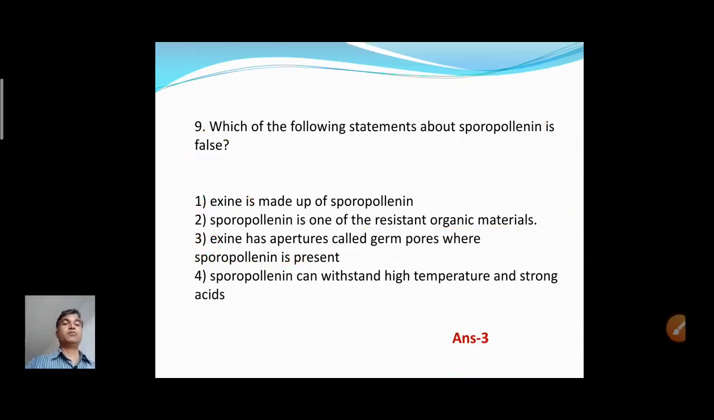What is the basic information? The pollen grain is made up of 2 layers, exine and intine. Exine is made up of sporopollenin. In some places sporopollenin is not deposited. That site is called the germ pore. Intine is made up of pectin and cellulose.